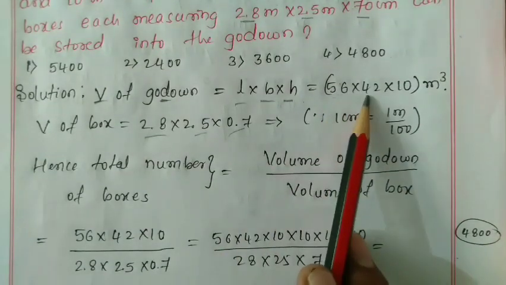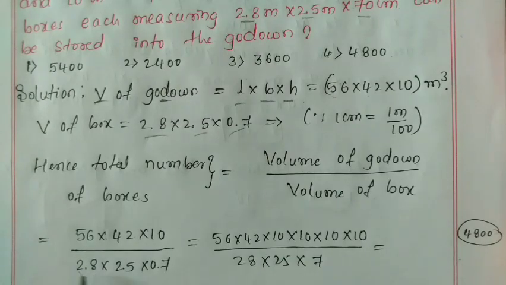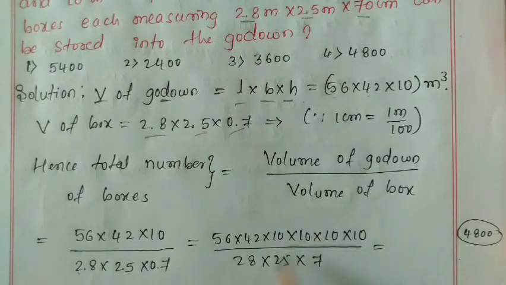Volume of godown is how much? That is 56 into 42 into 10, divided by volume of each box, that is 2.8 into 2.5 into 0.7. Okay, so you can simplify this one. You can write 2.8 as 28 by 10, and 2.5 as 25 by 10, and 0.7 as 7 by 10.